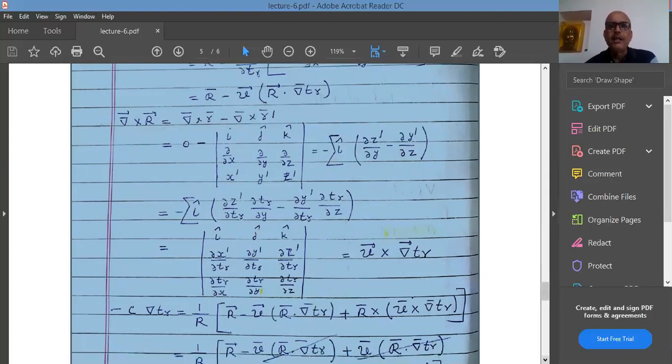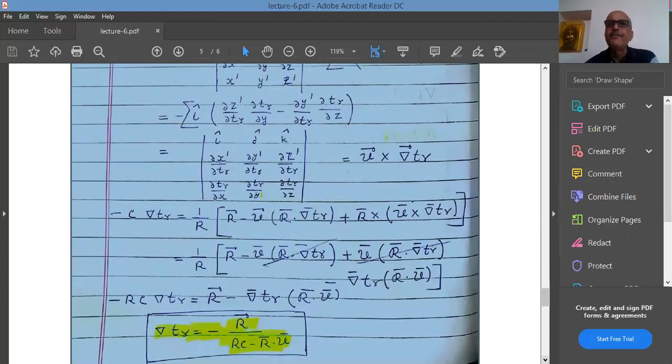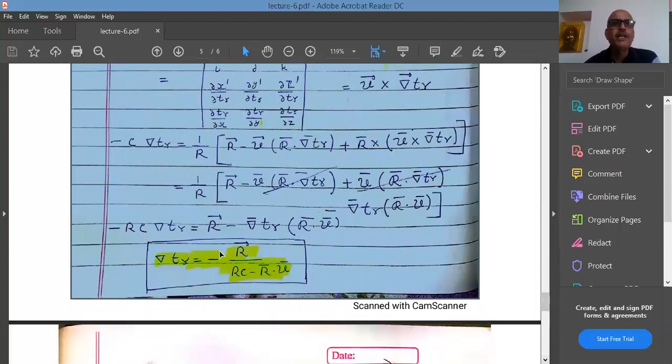Now we move to the original equation and we substitute all these values that we have calculated. So you see here, on the left hand side, we had minus c into gradient of t_r. It is 1 over r. The first term that we calculated was equal to vector r minus the velocity vector. And inside the bracket, we had r dot gradient of t_r, that is a scalar quantity, plus r cross, we had basically del cross r, and del cross r is now v cross gradient of t_r. So that we have written here.